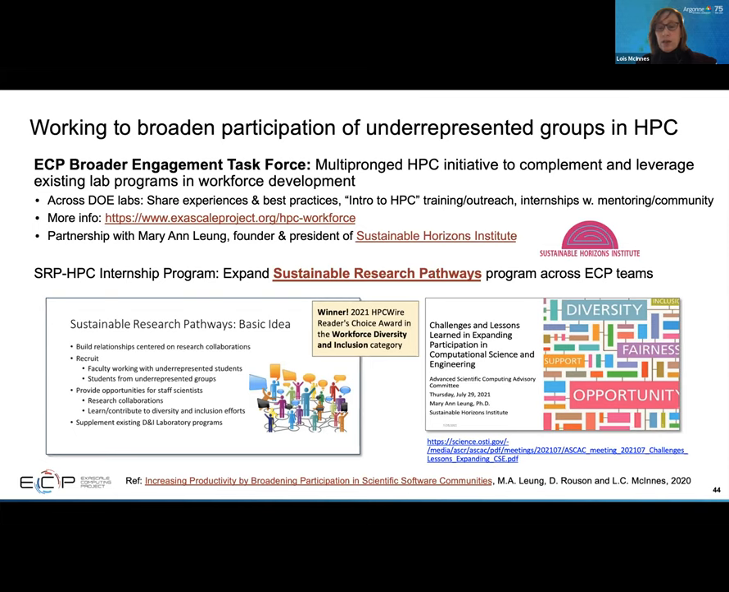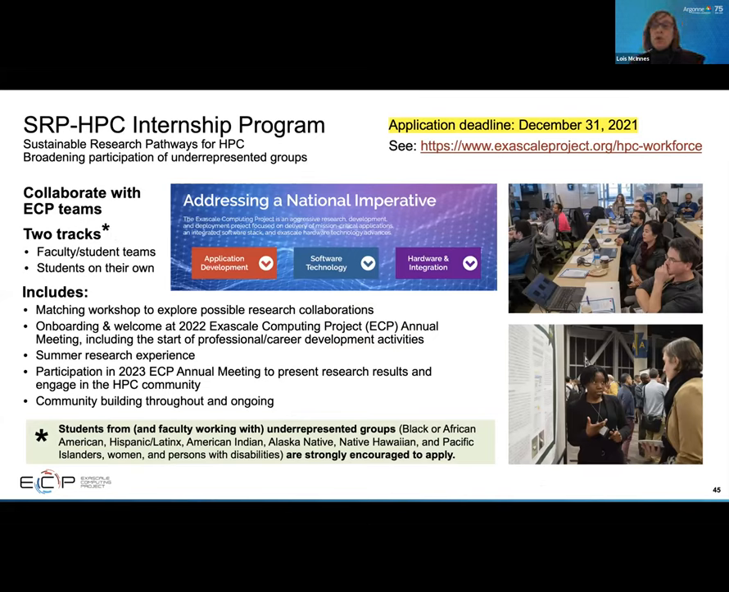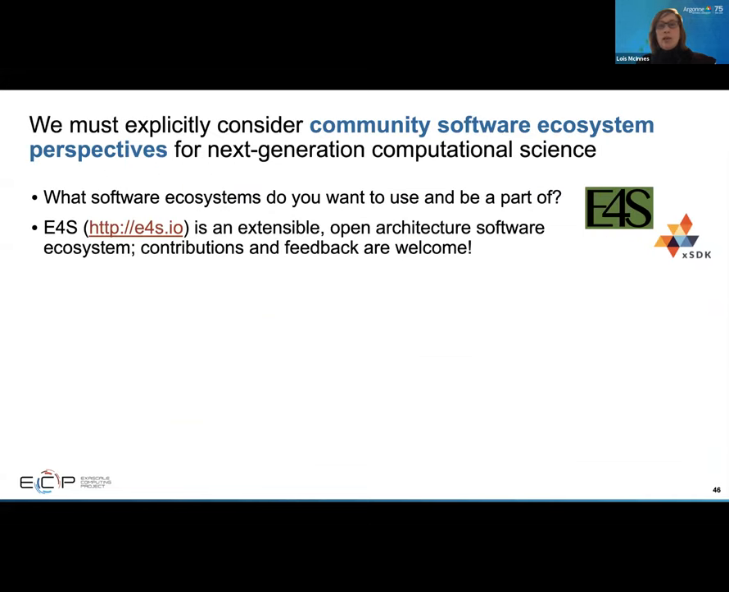That's very exciting. I encourage you to take a look at the materials hyperlinked from this slide. Really great work about Sustainable Horizons. We just this year are working with Mary Ann and her team to expand the concept of the very successful Sustainable Research Pathways Program that she's been doing with Berkeley Lab and to scale that across the ECP community. So for any of you who may be interested or may know of people who are students from underrepresented groups or faculty who are working with students from underrepresented groups, we encourage you to take a look and consider this program. So we'll be having opportunities for students and faculty who are working with students to collaborate with ECP teams across our portfolio of work on applications, software, as well as facilities. So please do have a look.